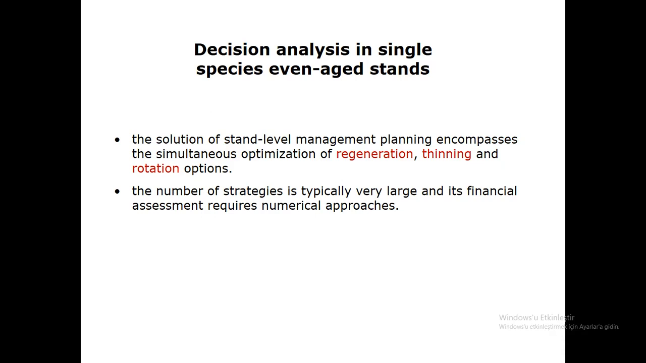Remember that we are all talking about stand level management, not forest level management, which we talk about in the other course. The solution of stand level management planning spans the simultaneous optimization of regeneration, thinning, whether it's the first, second, third, or fourth thinning, and at the same time clear cutting or harvesting at the end of the rotation period. So we have to take a look at all together and make the decisions. And the number of strategies is typically very large.